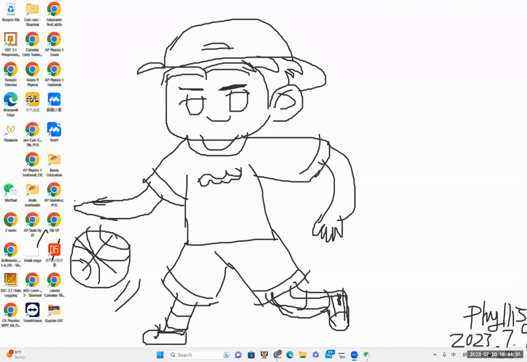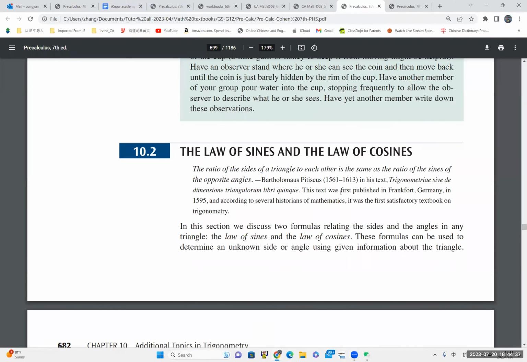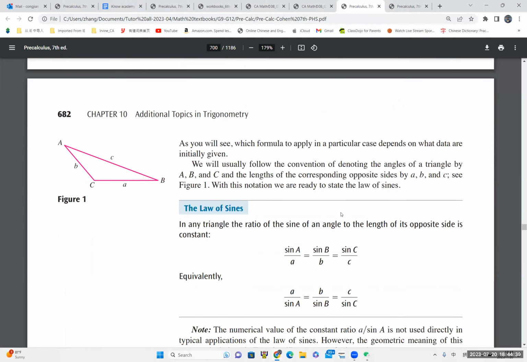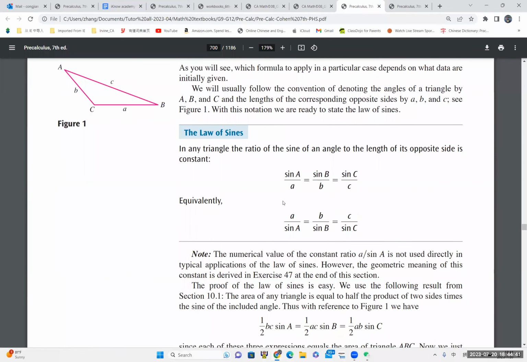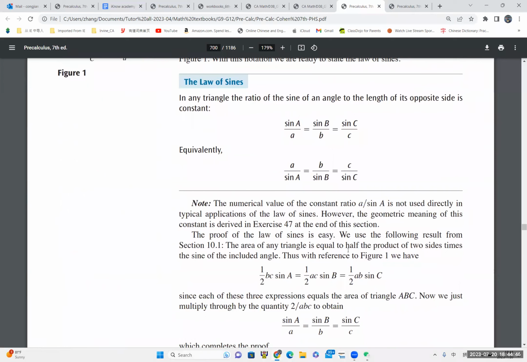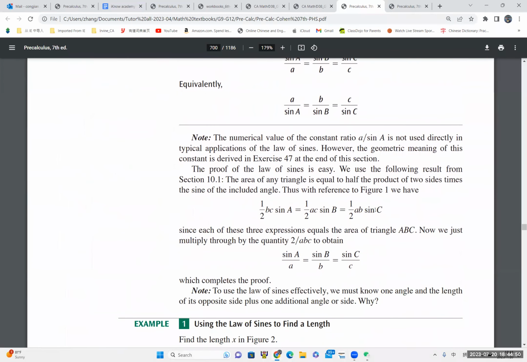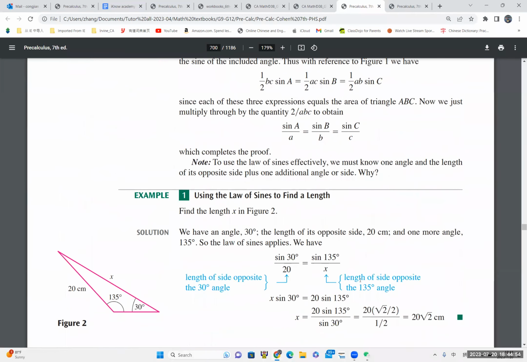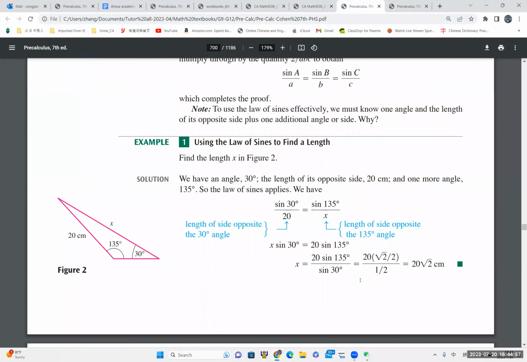Now let's come back. Yeah, here shows the area formula, right? Then we can get this law of sine.